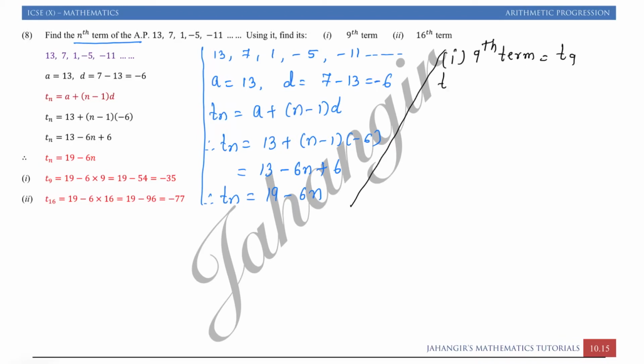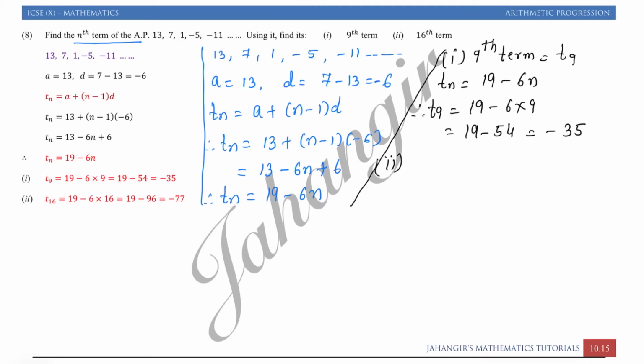So the Tn formula I can write, which I got, 19 minus 6n. So therefore T9 is equal to 19 minus 6 into 9. So 19 minus, 9 6s are 54. 19 minus 54 is minus 35.